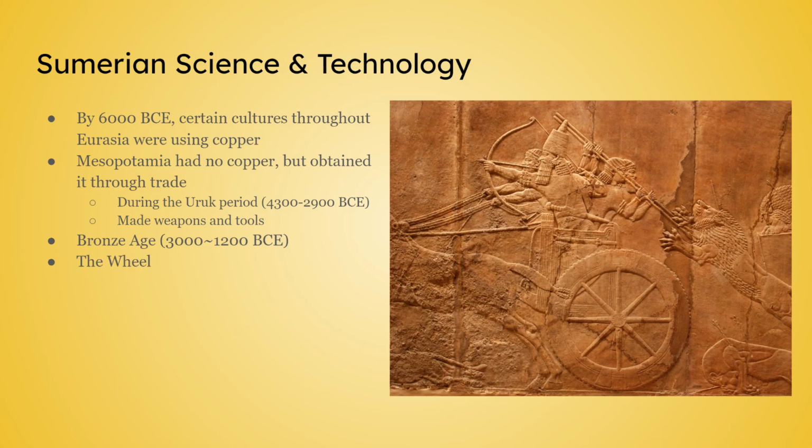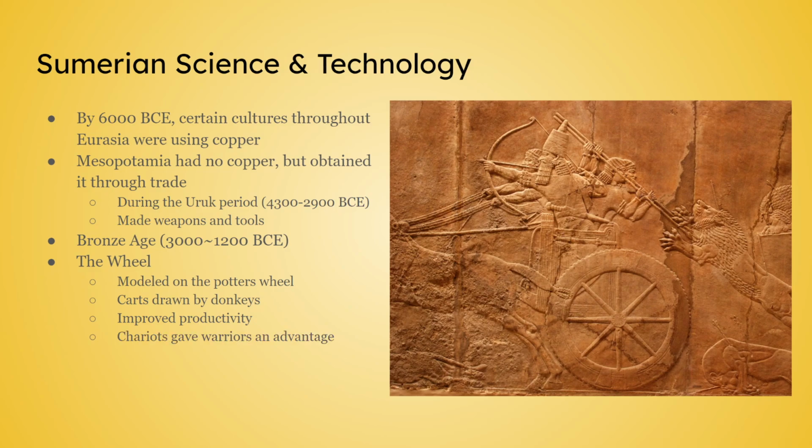They invented the wheel, folks, and it was modeled after the potter's wheel. And they used this wheel for multiple different things, including carts drawn by donkeys, which massively improved productivity. They would also put wheels on chariots, and this gave warriors a distinct advantage in trampling over enemies and such, even without this awesome picture. And this is supposed to be over there.